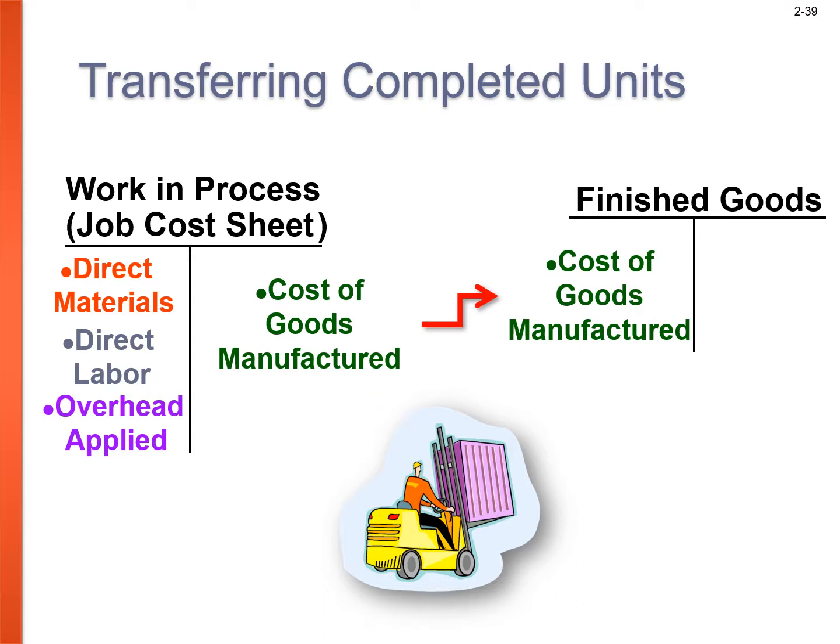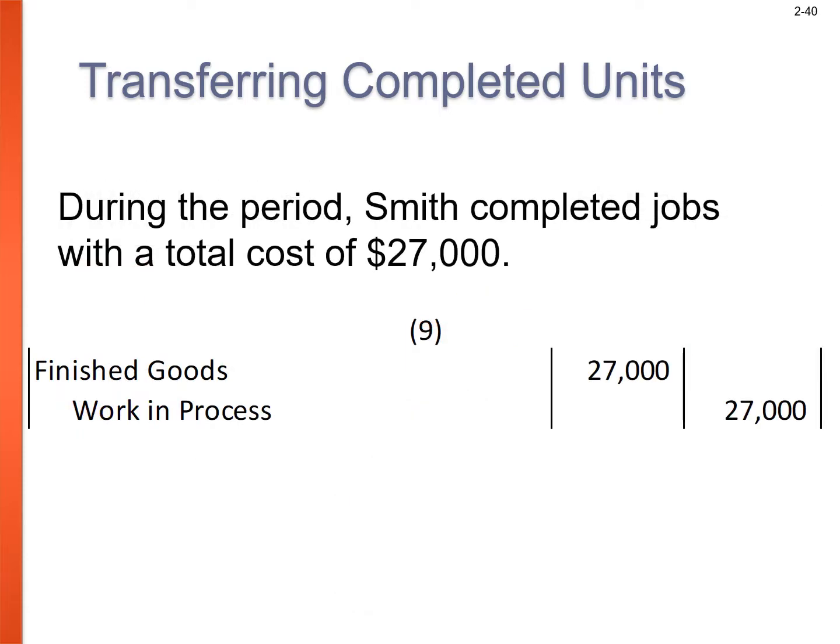When we are done with our products, our work in process, and we have a final product or a job, we then transfer all those costs associated with that product or job out of the work in process account, and now they become finished goods inventory. And ultimately that is the cost of goods manufactured. So during the period, Smith completed jobs with a total cost of $27,000. So you will debit finished goods inventory for $27,000 and credit your work in process inventory for $27,000.